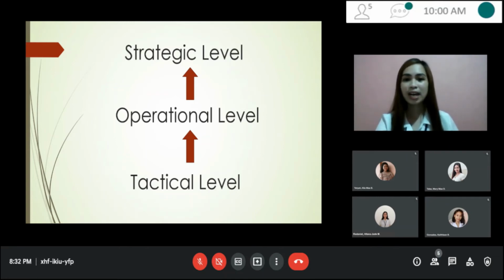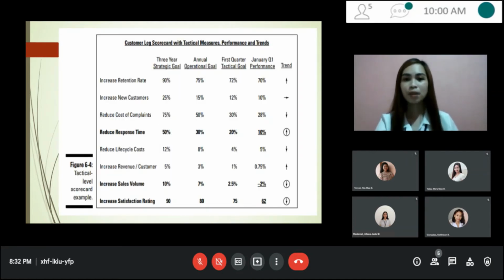That's why these tactical level scorecards and their measures serve as your early warning signals to the two levels. As you can see in the table, the measures are by quarters. If the strategic goal is by three years, operational goal is by year, tactical goal is by quarter. And we all know that there are four quarters in one year. So every three months, there are specific goals that must be achieved.